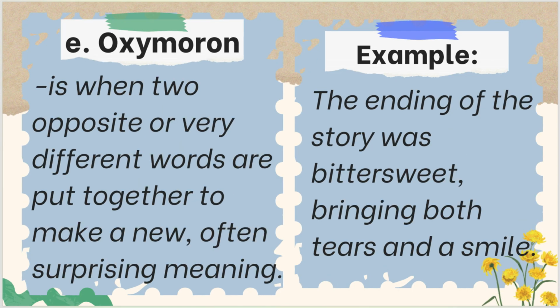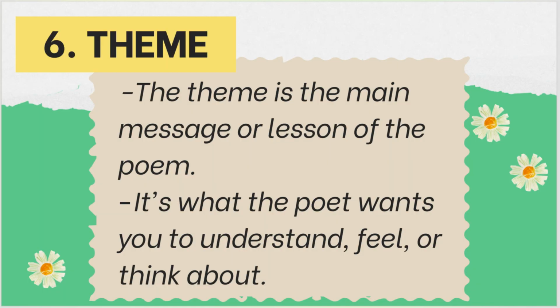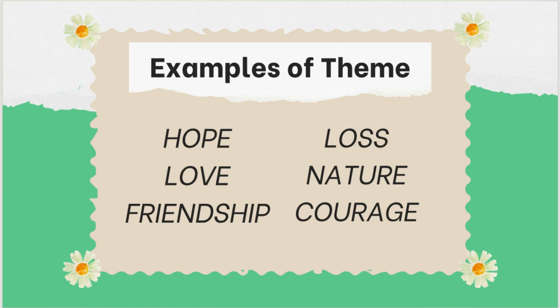The last type is oxymoron. Oxymoron is when two opposite or very different words are put together to make a new, often surprising meaning. Example is, the ending of the story was bittersweet, bringing both tears and a smile. The sixth basic element of poetry is the theme. The theme is the main message or lesson of the poem. It's what the poet wants you to understand, feel, or think about. The examples of theme are hope, love, friendship, loss, nature, and courage.